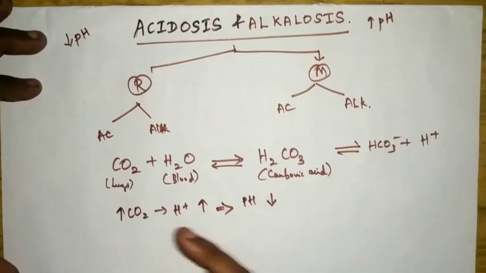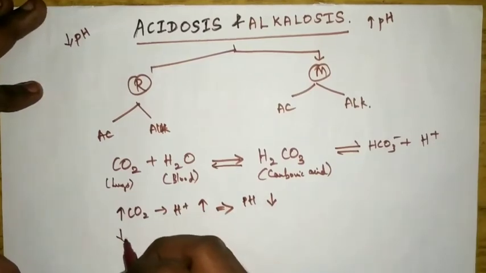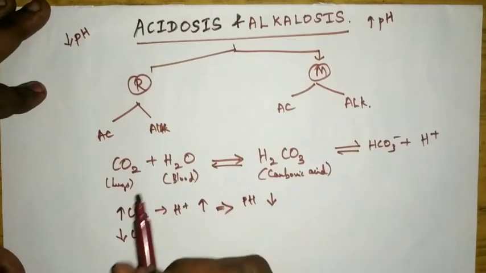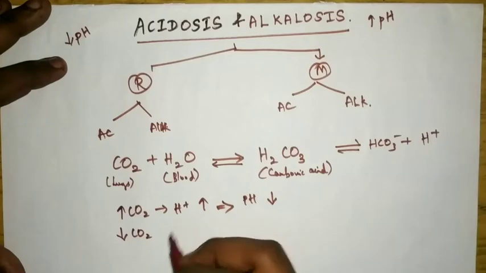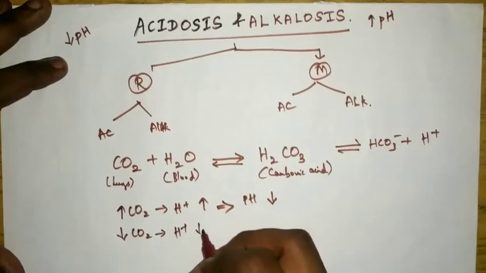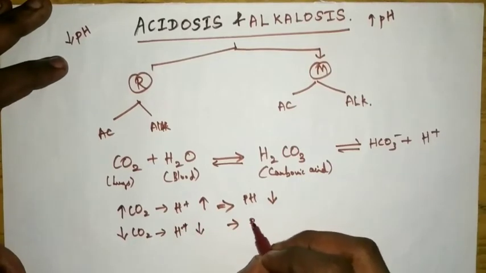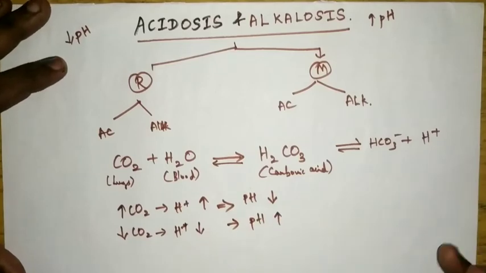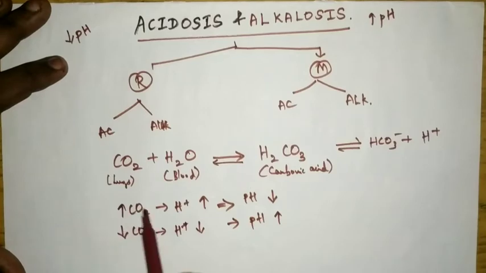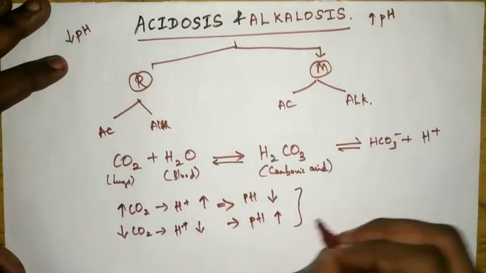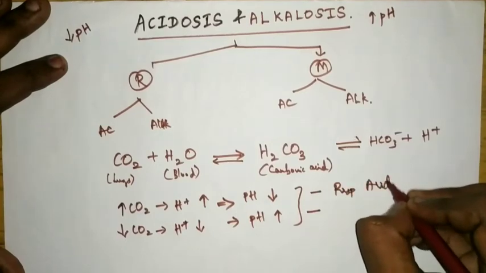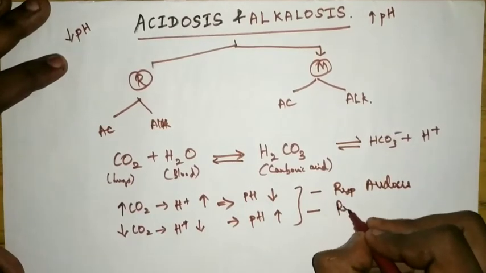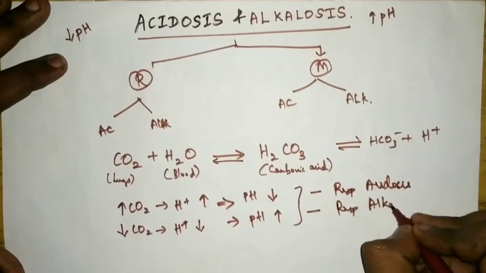Then the reverse is also true. When you have decreased carbon dioxide, you have decreased formation of carbonic acid, and so there is decreased formation of H plus. So decreased H plus means increase in pH. So all these reactions are dependent on the level of carbon dioxide in the lungs. So these two are examples of respiratory acidosis and respiratory alkalosis.